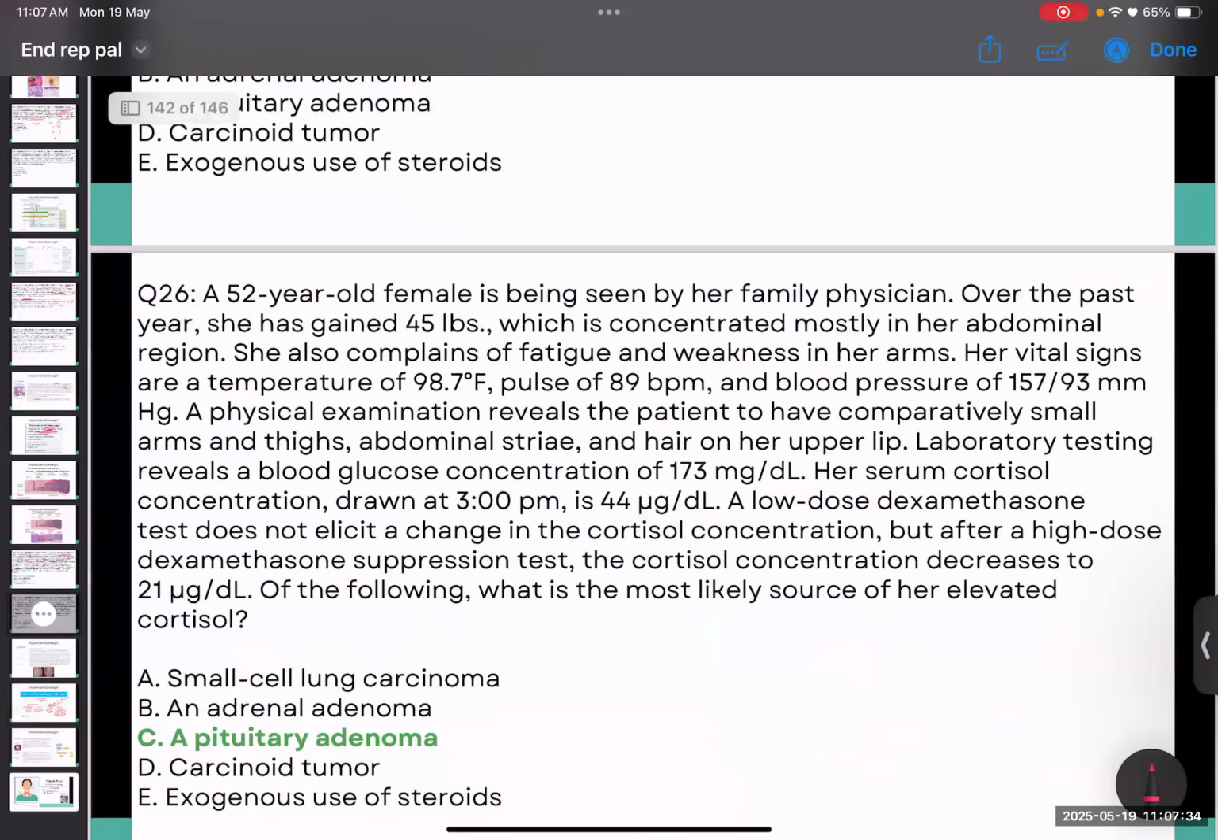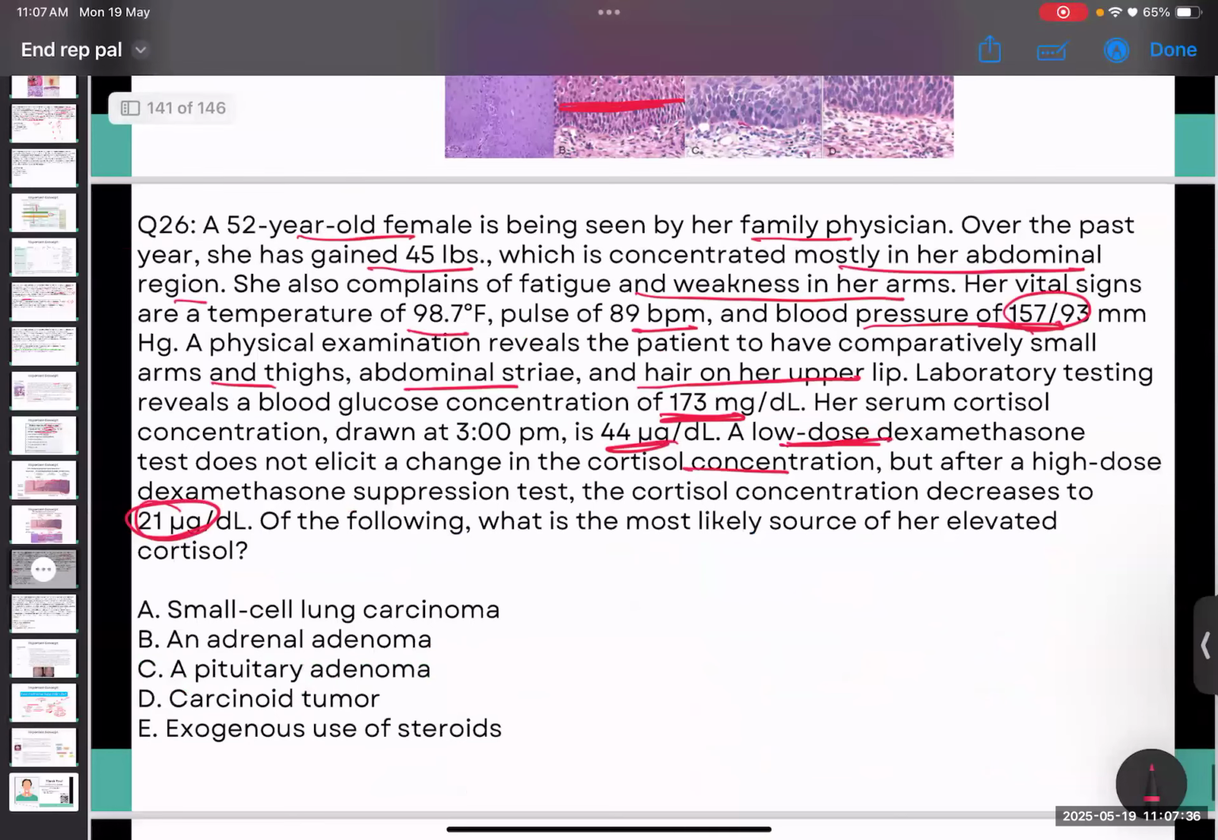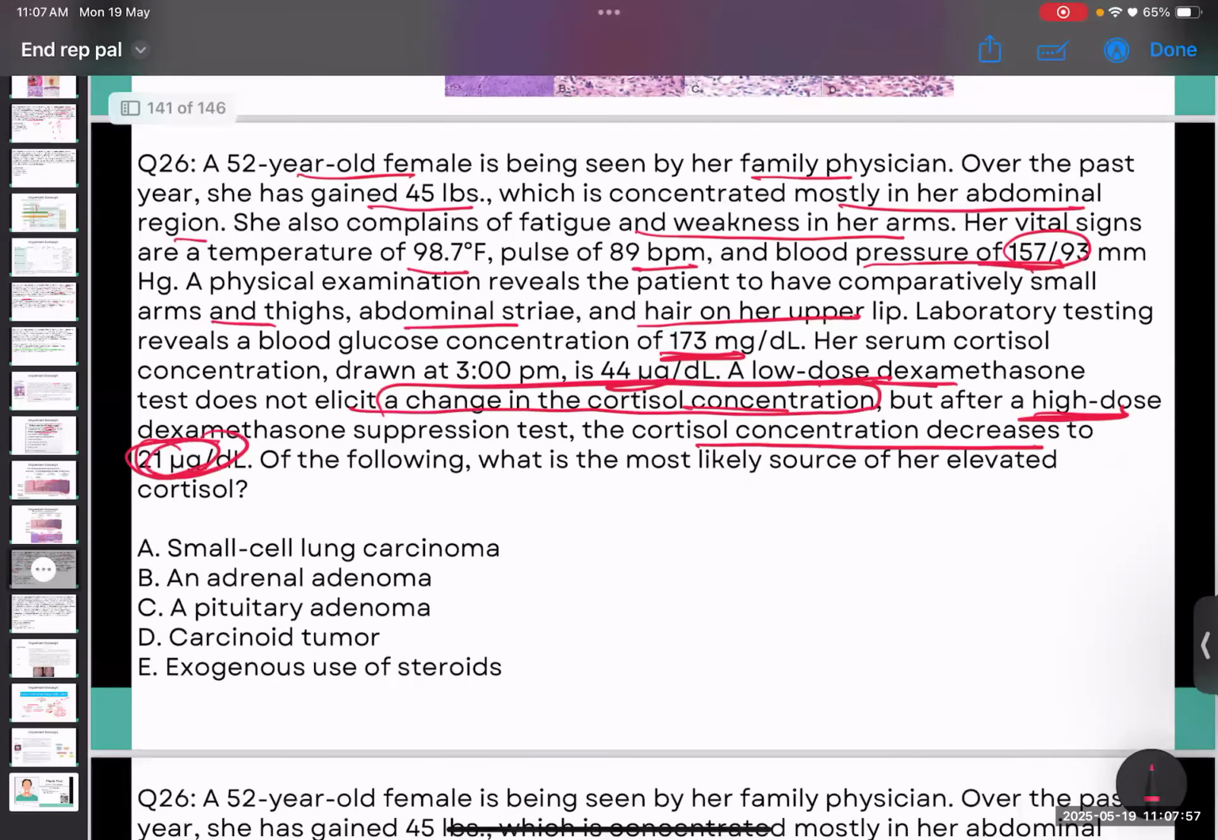So here, a low dose dexamethasone test did not elicit a change in cortisol concentration, meaning that she definitely had Cushing's syndrome, because if this did decline the levels of cortisol, then she would have been a normal patient. However, after a high dose dexamethasone suppression test, the cortisol concentration decreases to 21. So high dose dexamethasone test does have an effect on cortisol levels. And so the answer would be pituitary adenoma, because high dose dexamethasone only works on pituitary derived ACTH rather than any other ACTH. So yeah.